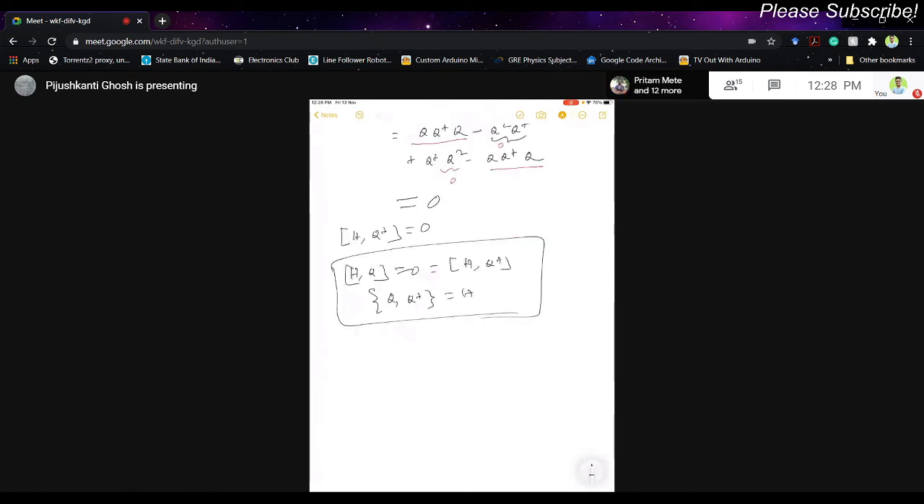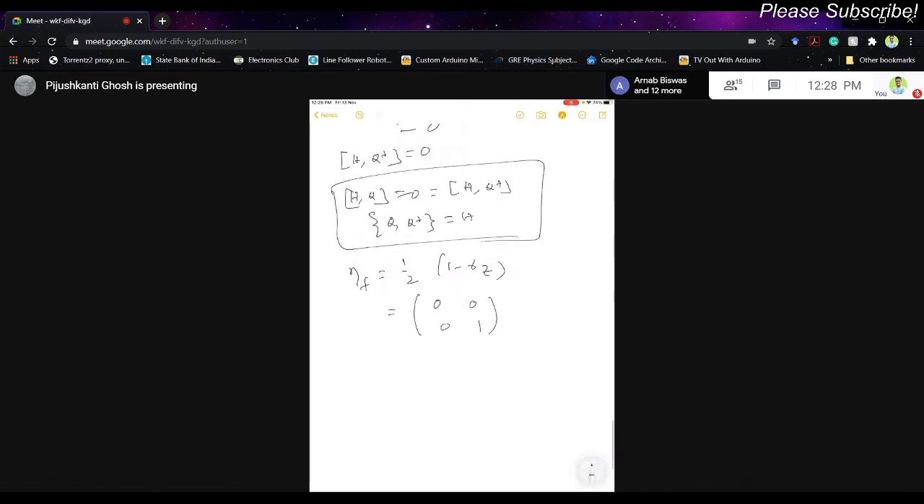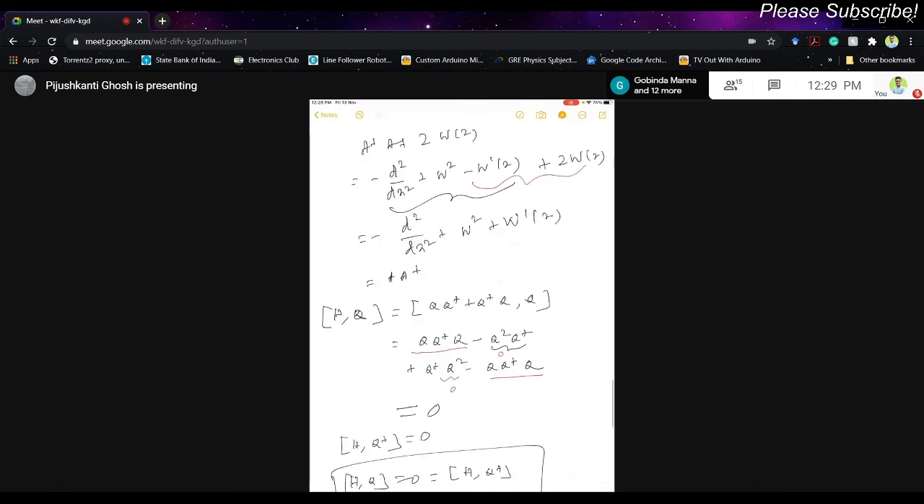NF as half of 1 minus sigma z. এটা কত? ম্যাট্রিক্স ফর্মে লিখি, তাহলে কত? 0 0 0 1. Okay, now again you can check H commutes with NF. তোমার H টা কি ফর্ম পেলাম?